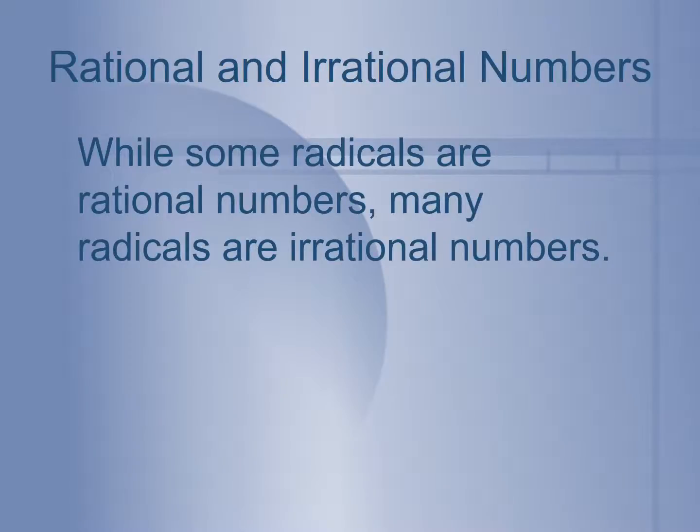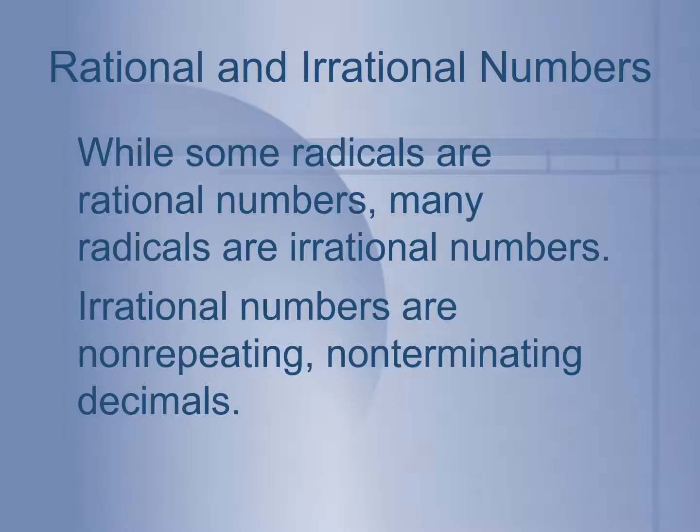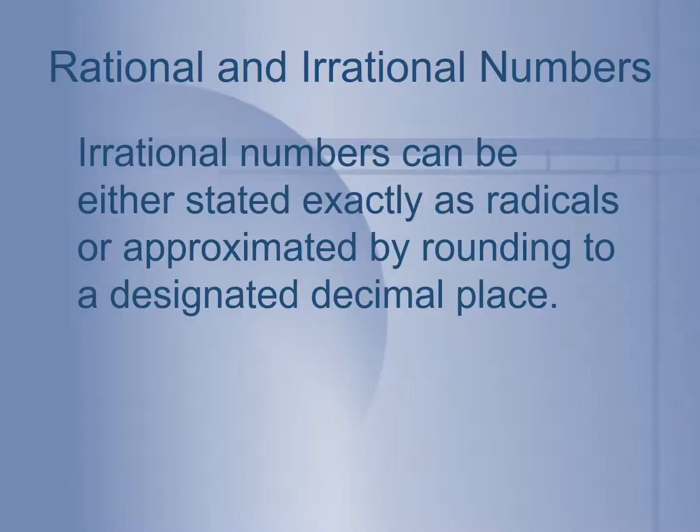Some radicals are rational numbers if they are perfect squares or perfect cubes, but there's a lot of radicals that are actually irrational numbers. So remember, irrational numbers are non-repeating, non-terminating decimals. So irrational numbers can either be stated exactly as radicals or approximated by rounding to a certain decimal place given by your instructions. So unless the directions say to round to a certain decimal place, you should not approximate. You should just leave it as a radical.